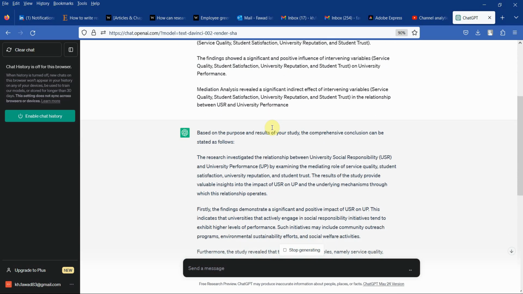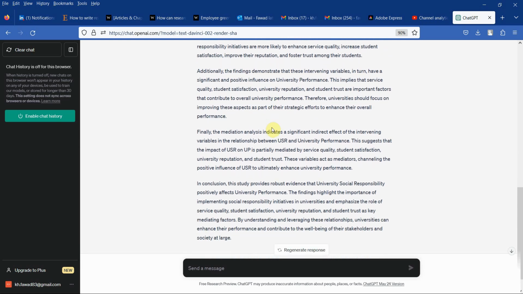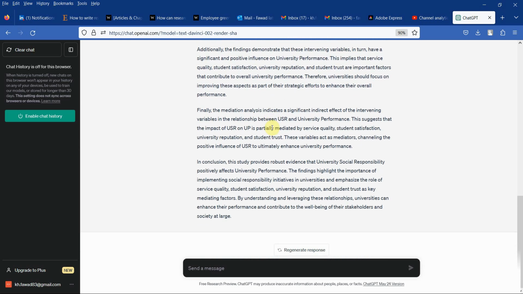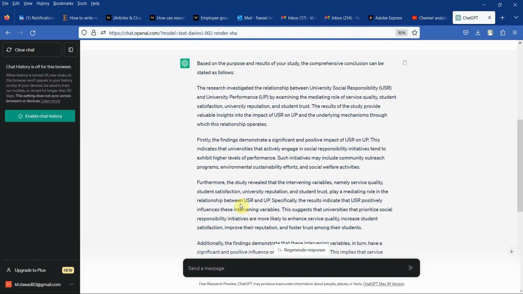Now here is the conclusion. So you can read it and see whether it fits your research or not. Do not just copy and paste everything that these AI tools give you. Again, it is very important to understand how a conclusion is written. Only then you will be able to use this conclusion.